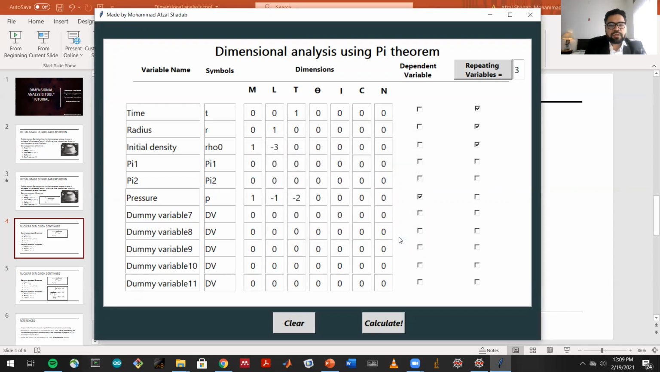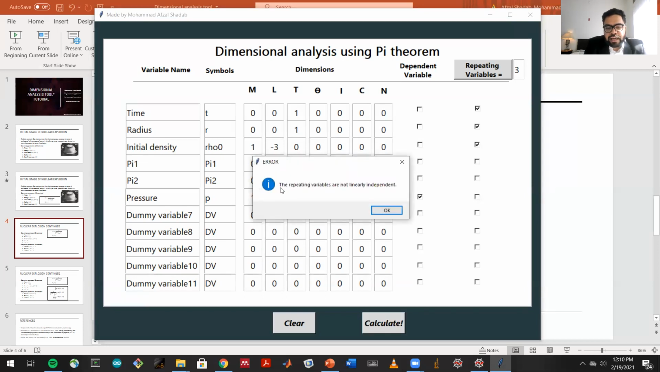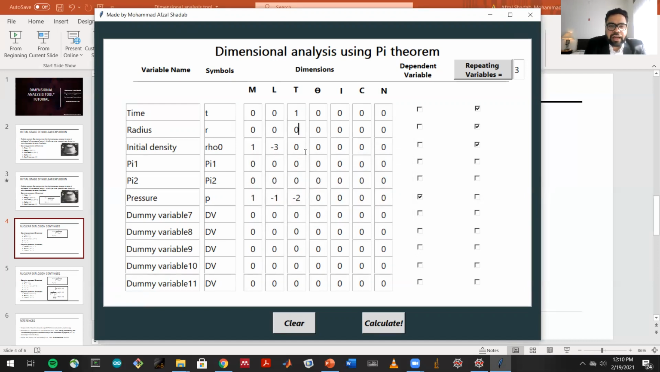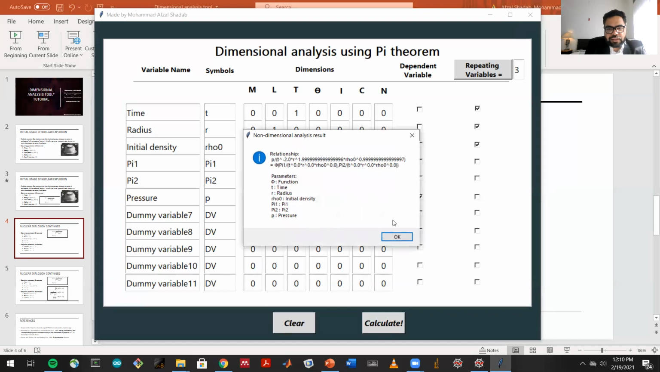Also, one more thing to show: say by any means you have some linearly dependent repeating variables, say this is time and this is radius, by mistake or by lack of judgment, with the same dimensions, or the basis or repeating variables are not linearly independent in dimensions, you'll get an error that the repeating variables are not linearly independent. So just make sure that your repeating variables are linearly independent, otherwise you'll get this error. And when we calculate, you just get this.